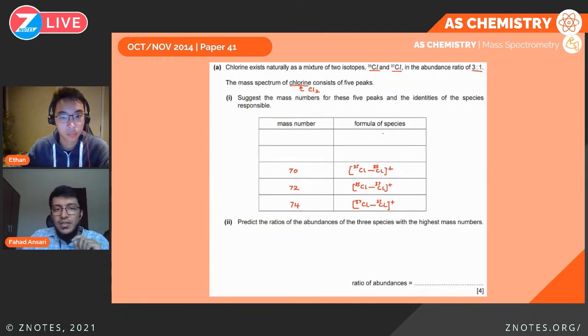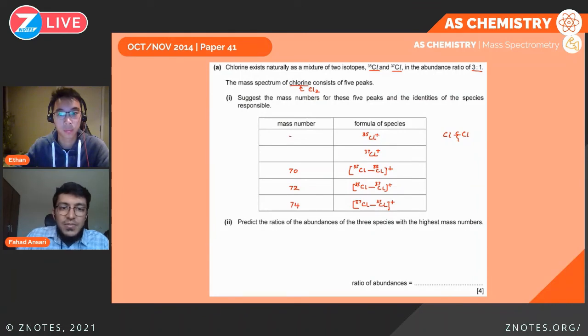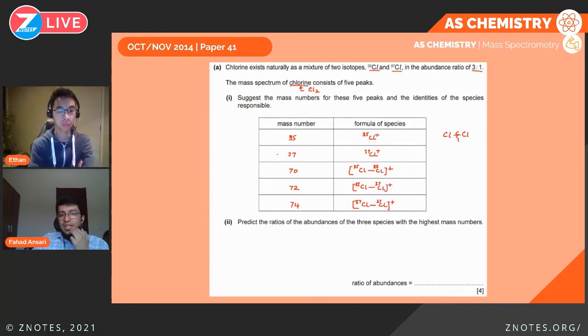Now, the other two lighter species that are possible: if we have the chlorine molecule, it breaks up into fragments. You have a chlorine atom that is individual. This chlorine atom could be either 35 plus or 37 plus, right? And so the mass numbers will be 35 and 37. And that will give you the entire mass spectrum of a sample of chlorine.